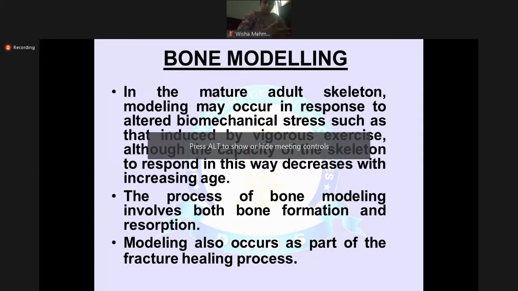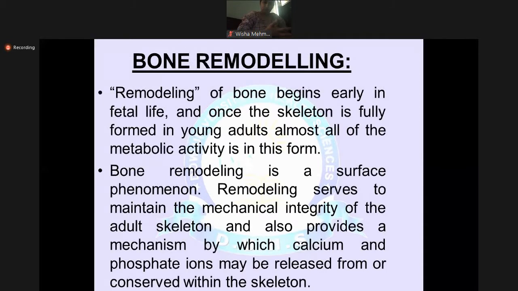Again, there is another term which is called remodeling. Basically, as I told you, modeling consists of the growth of bone, which involves the process of ossification and calcification. Then there is another term which is called bone remodeling. Now, what is that remodeling?